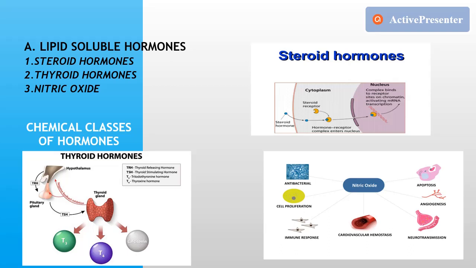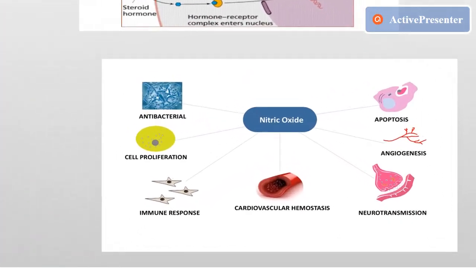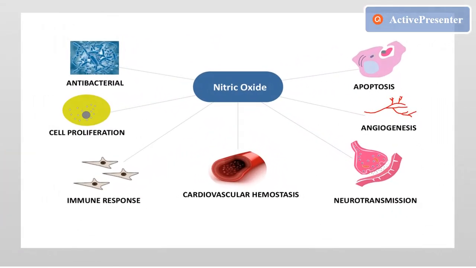At first, we'll learn about the lipid-soluble hormones or fatty soluble hormones. The lipid-soluble hormones include steroid hormones, thyroid hormones, and nitric oxide. Very interesting. The gas nitric oxide or NO is both a hormone and a neurotransmitter. Its synthesis is catalyzed by the enzyme nitric oxide synthase.